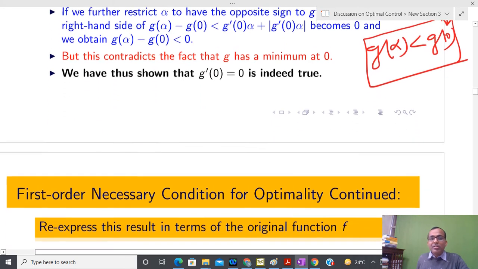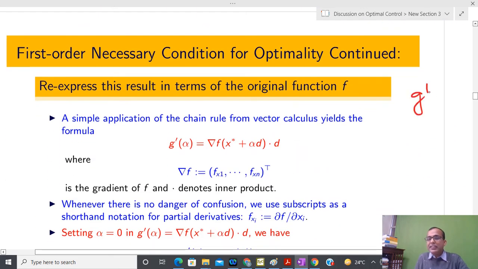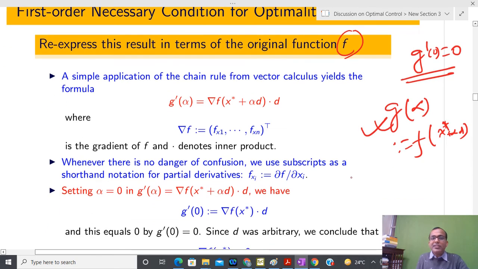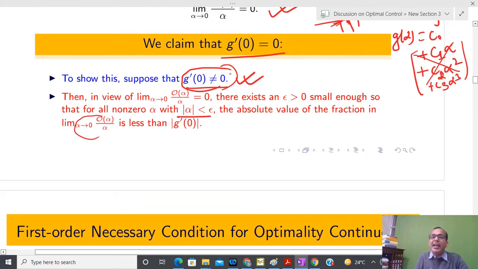Okay, so similar things I have actually written here. Now once I understood that g dash 0 equals 0, I know that this function and this function x star plus alpha d are correlated. So I have to formulate our expression in terms of the original function, because I am going to minimize the original function. So I have minimized this function, and after that I am going to correlate it with the original function. Okay, so my original function is basically f. So I have to calculate g dash equal to 0 because I have just proved that if this condition is true, then I always have minima.